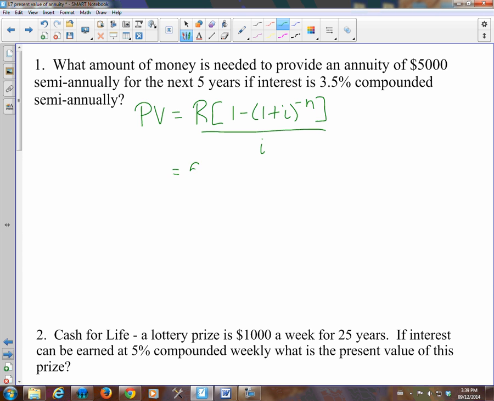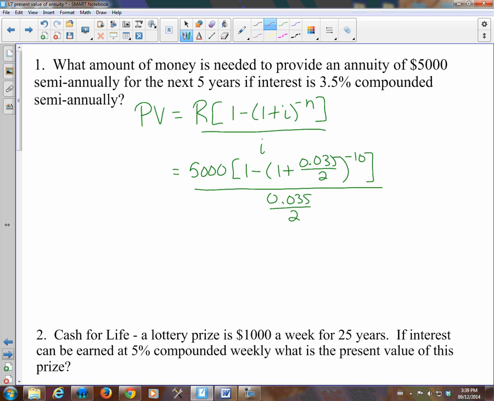So we are getting a regular amount of $5,000. Our interest rate is 0.035. It's compounded semi-annually, so divide by 2. And we're talking 5 years compounded semi-annually, so 5 times 2 would be negative 10. Divided by my interest rate, 0.035 divided by 2. So to get your calculator to work correctly, you want to put brackets around your whole numerator, divide, brackets around your denominator, equals.